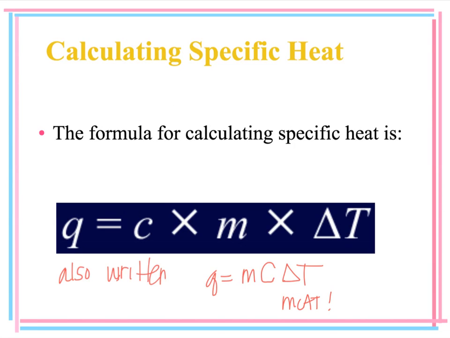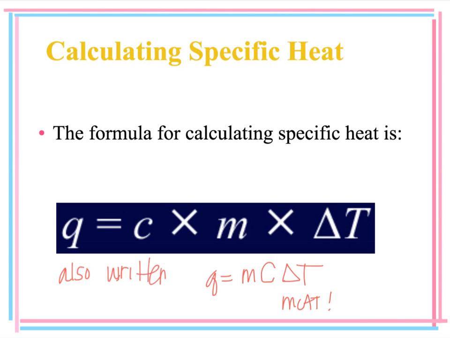So here's the formula for calculating specific heat. Q is the amount of heat lost or gained. C is, of course, the specific heat that we talked about on the previous slide. The little m is mass, and delta T is your change in temperature. It's worth noting that you can rearrange that equation just by putting the mass and the specific heat and delta T in a different order. Sometimes we like to do that, and we call that the MCAT equation because it kind of looks like MCAT.